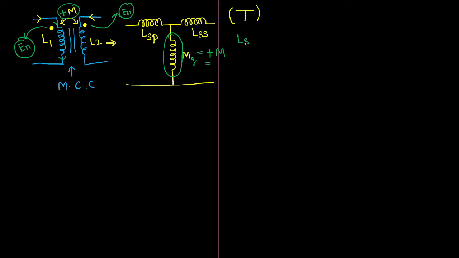Then what is the value of the total self-inductance offered by the coil at the primary side? You should take the difference: self-inductance of the primary coil minus mutual inductance. Derivation is there, I am not writing it here, I am just writing the relation. Similarly, the total self-inductance of the secondary coil is self-inductance minus mutual inductance. That's all. This is how we evaluate the overall electrical equivalent circuit of the transformer in T format when they are aiding each other.